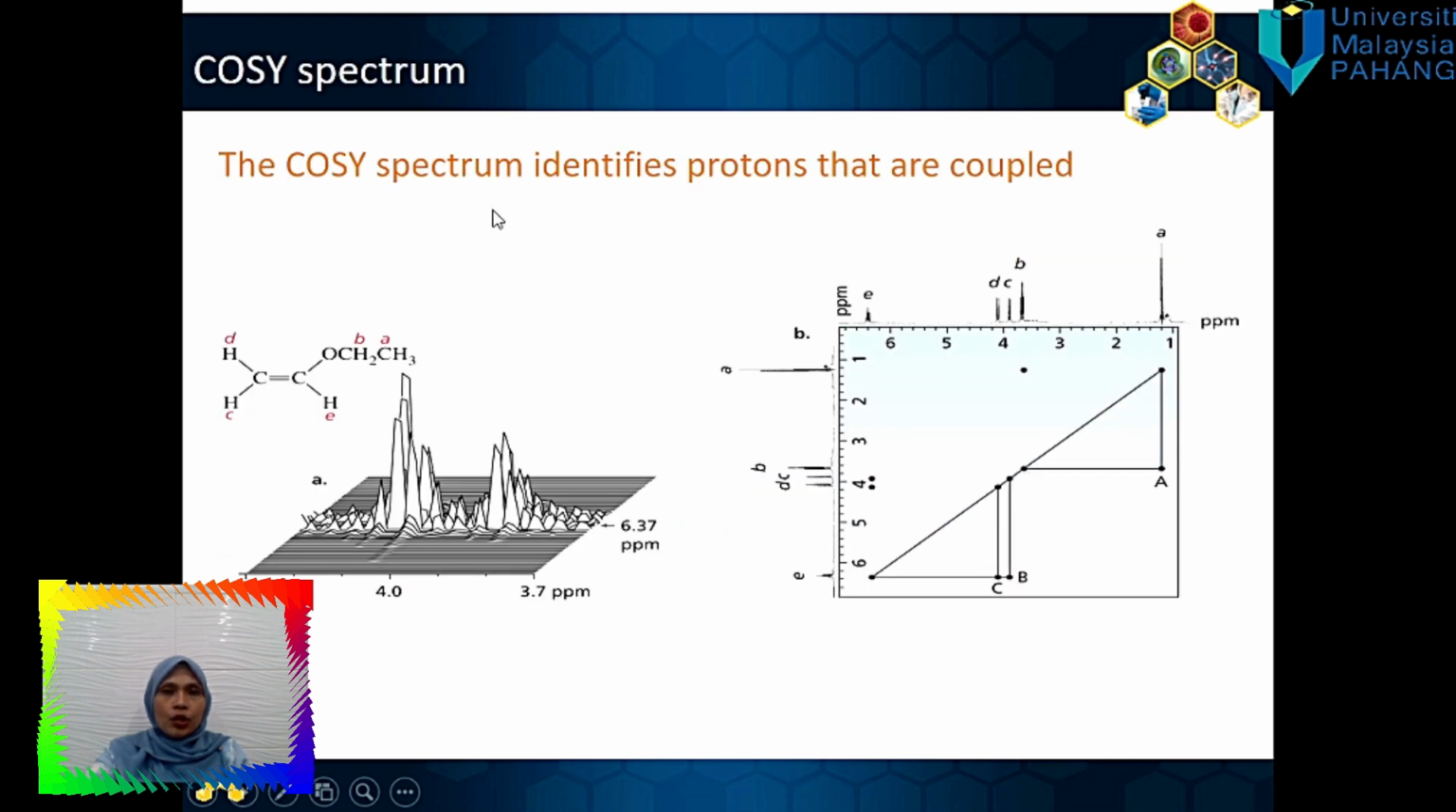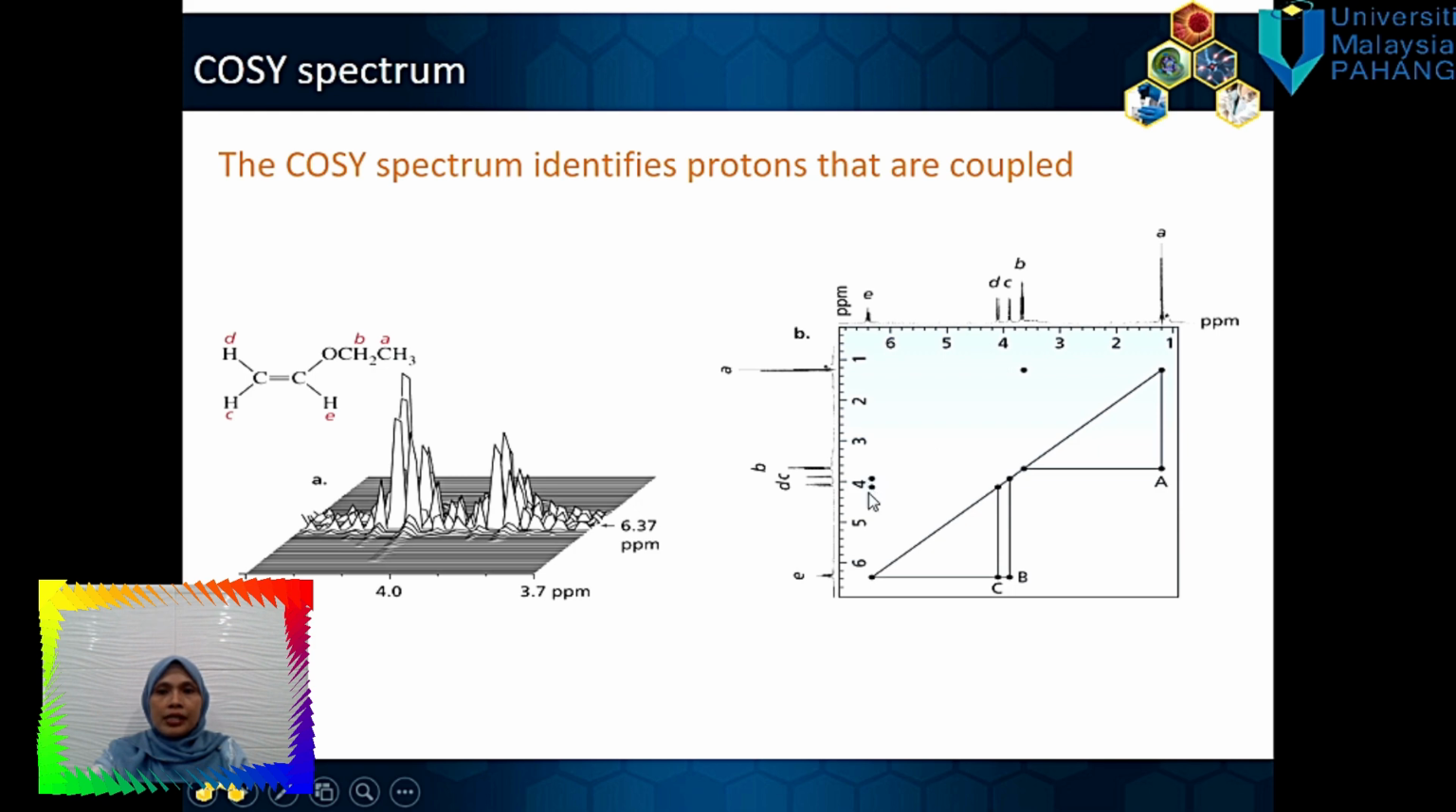Let's see the COSY spectrum, and this is the structure for example. And we can see how we can know whether this proton correlates with here, this proton correlates with here. So we can see in the COSY spectrum. This x-axis is proton, this y-axis also proton. We want to see the correlation between proton and proton.